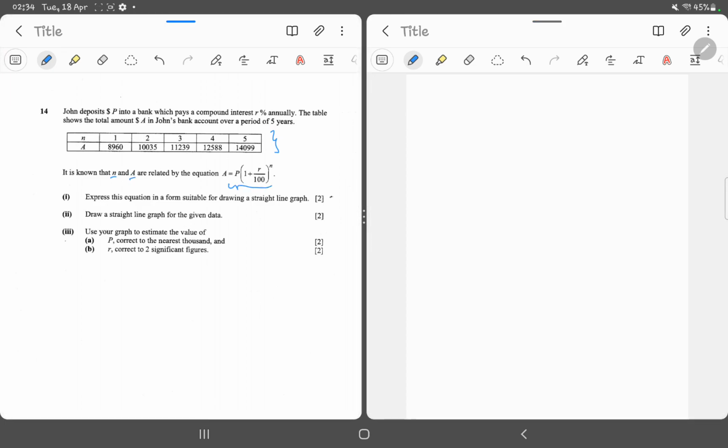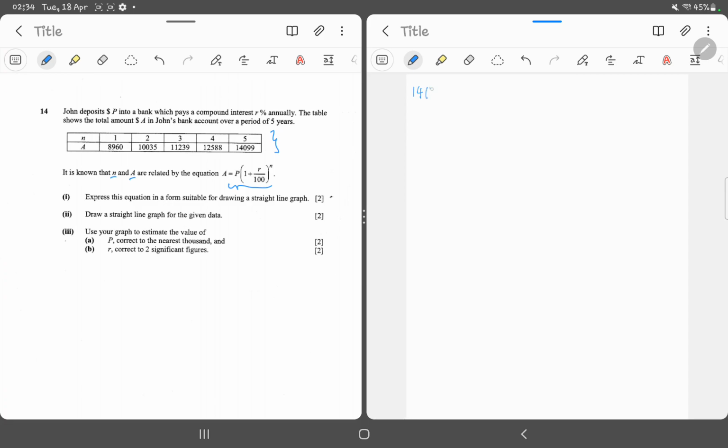Okay, so this is actually a compound interest formula. So 14i is asking, express this equation in the form where it is suitable for you to draw a straight line graph. So when you see this type of question, the first thing that can come to your mind is to use the laws of logarithm.